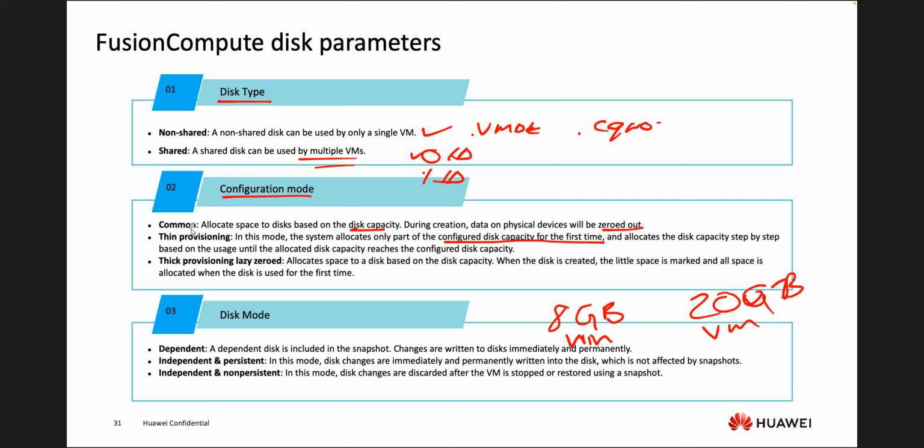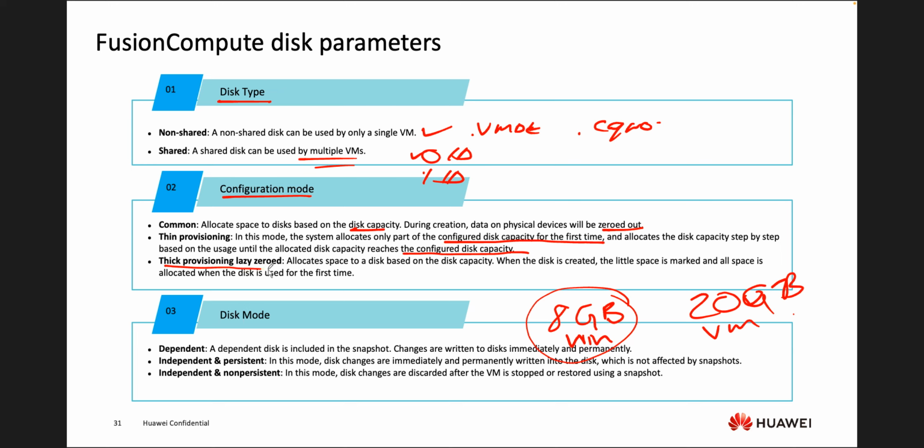If you do common, you allocate all the space. You allocate the whole 20 gig to that VM, right? So only the part of the configured capacity is being used for the first time. So in this case, the 8 gig, and then it allocates the disk capacity step by step based on the usage until the allocated capacity reaches the configured disk capacity of, let's say, 20 gig in this case. So you would have 8 gig only thin provisioned instead of the 20 gig until you reach the full disk capacity.